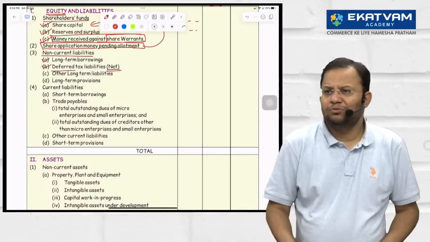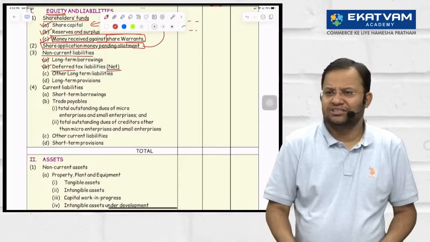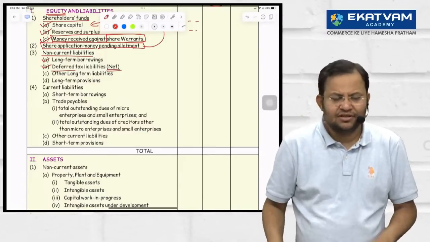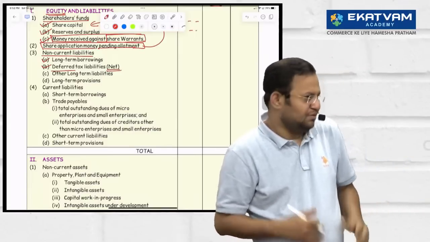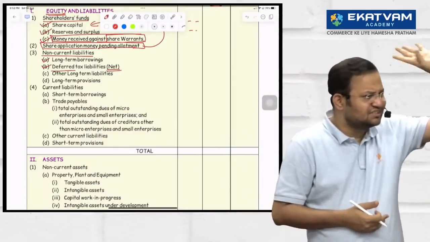Sir, what about rupees 50 if promoter didn't buy the share? That is gone, lapsed. 50 rupees is like an insurance premium. If promoter does not buy the share, 50 rupees is gone.